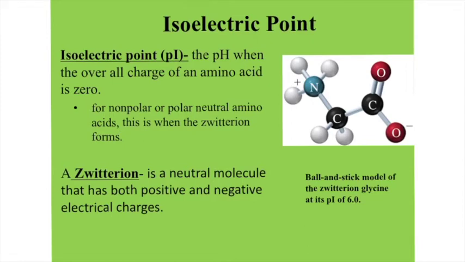Okay, and this is glycine. This is the Zwitterion of glycine, and its isoelectric point is at pH 6. So at pH 6, the N-terminus is going to be positive, the C-terminus is going to be negative, and it has an overall charge of 0.